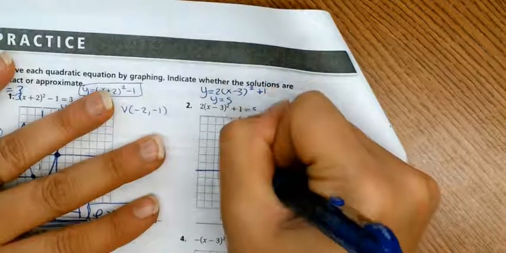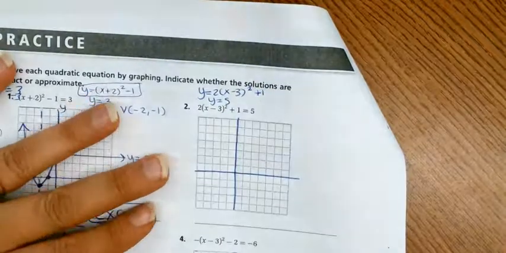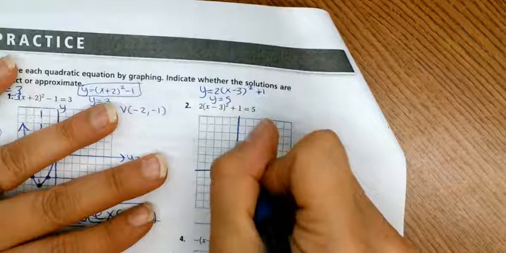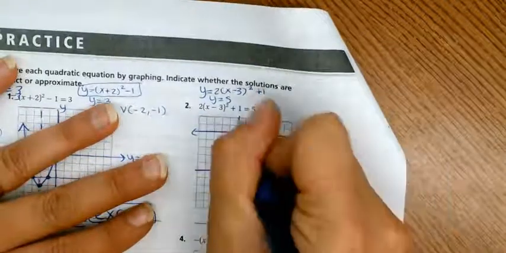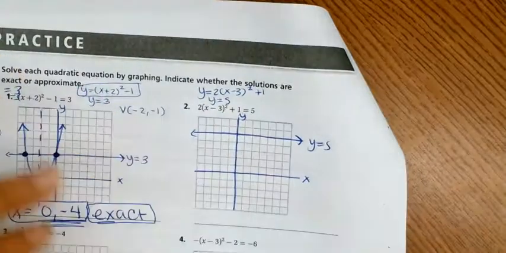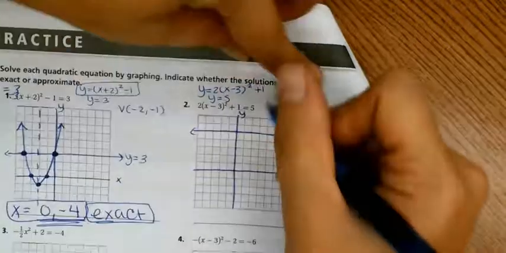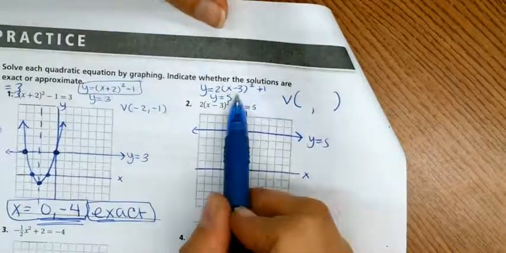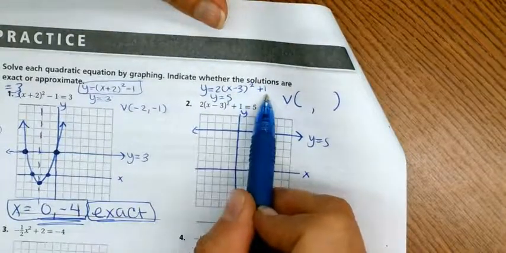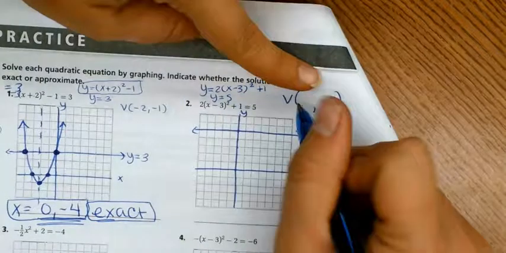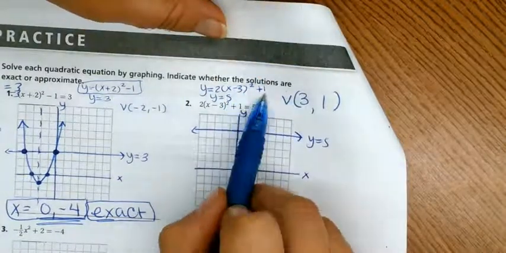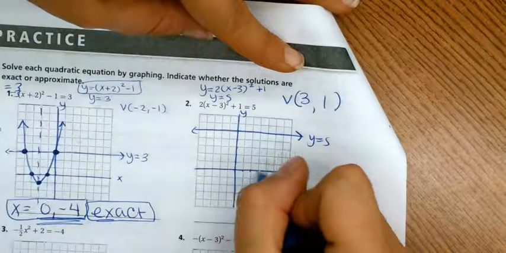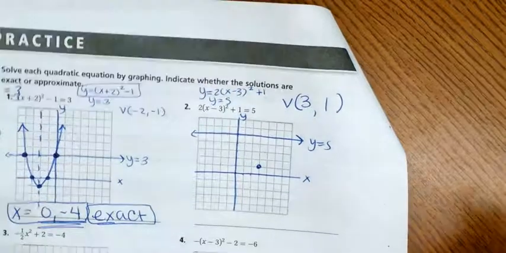All right, so y equals 5. 1, 2, 3, 4, 5. We have this line, y equals 5. This is the y-axis, this is the x-axis. Second line, our vertex is at what? What's my vertex? 3, 1. Opposite of this, same as this. 1, 2, 3, 1. Up or down?